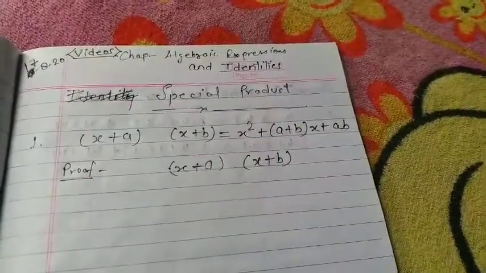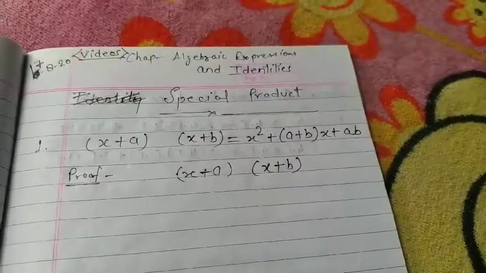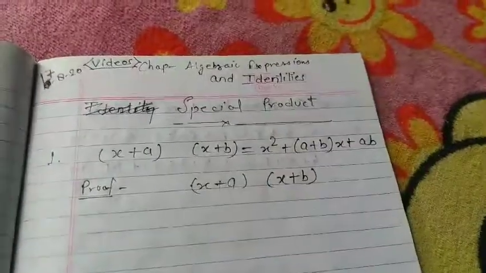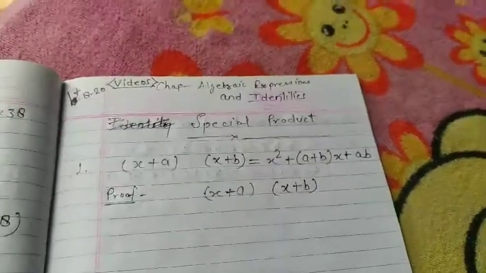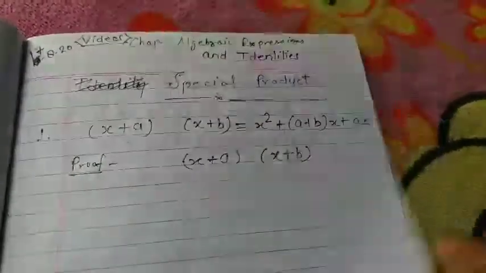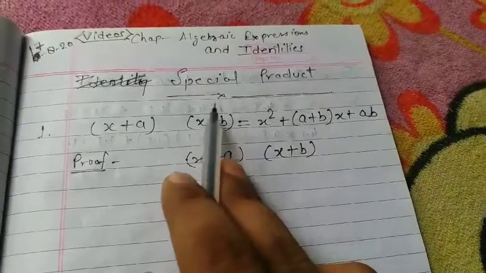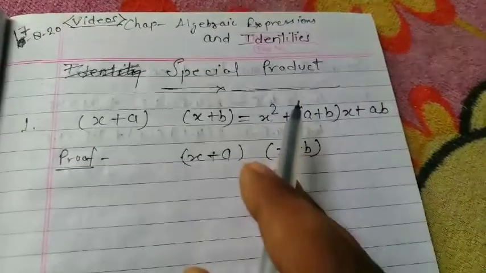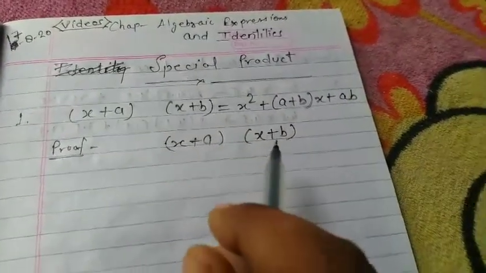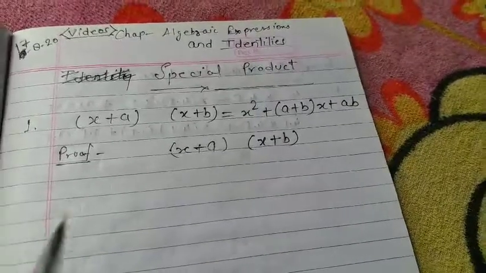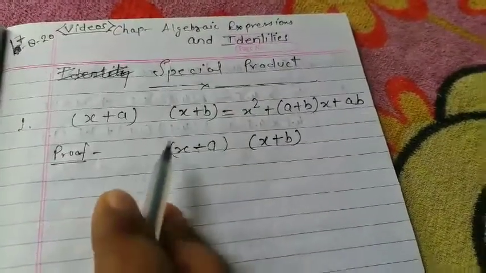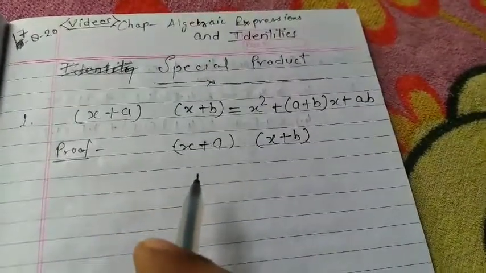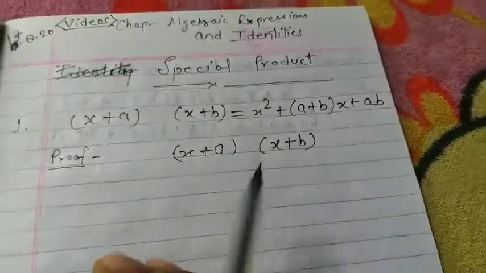The next topic is special products of algebraic expressions, of Chapter 5 of Class 8, Algebraic Expressions and Identities. Today's topic is: what is a special product of algebraic identities? In this video I am going to explain what that special product is and how we can use it as a formula in the given questions.